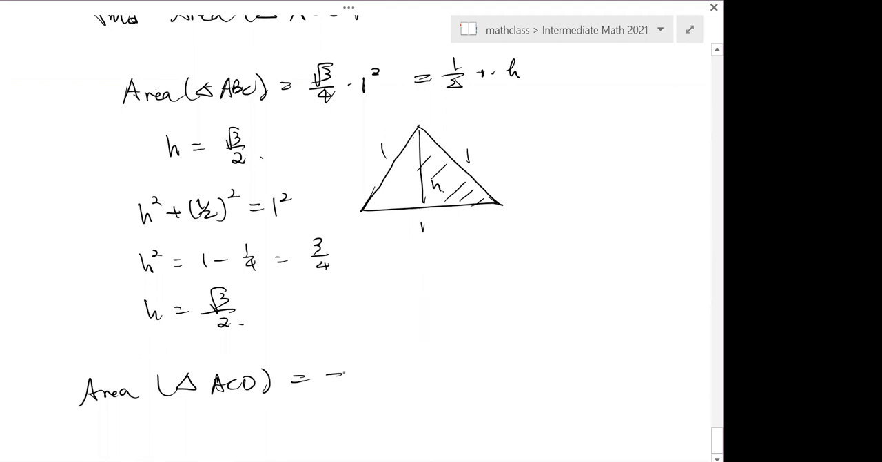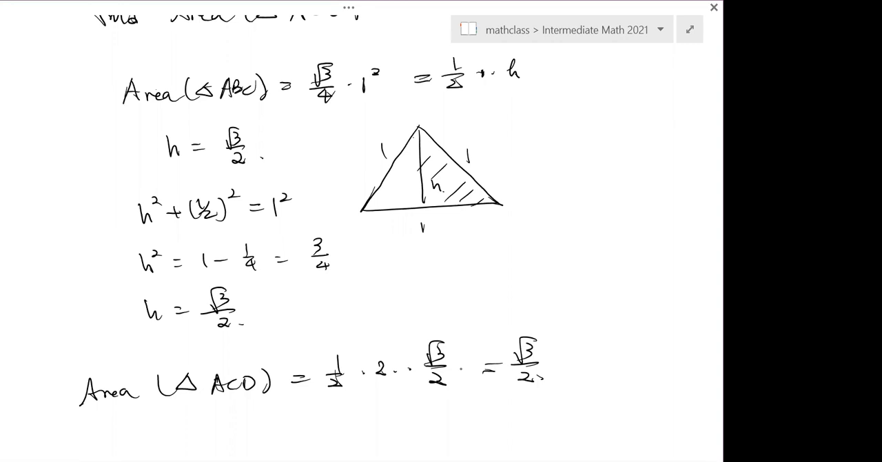Okay, that is the base times the height, right? Half of the base times the height, and then that's going to be square root of 3 over 2. That's what Rebecca got. Cool, right?